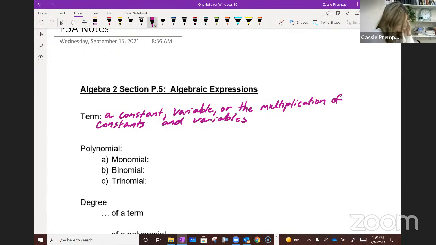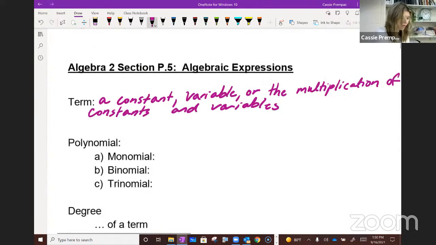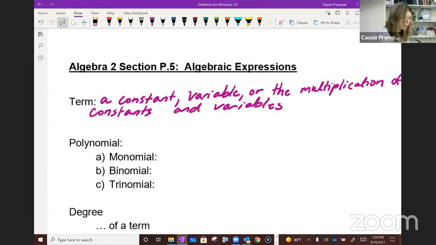Now, one thing I always appreciated about math textbooks is that they always had an example to go with the definition. I'm more of a visual learner, so I have to see what you're talking about with these words. So here's an example. A constant would be like the number 6. A variable would be like the variable y. What does it mean by like? The multiplication of constants and variables.